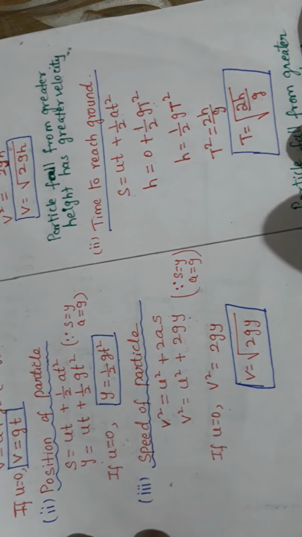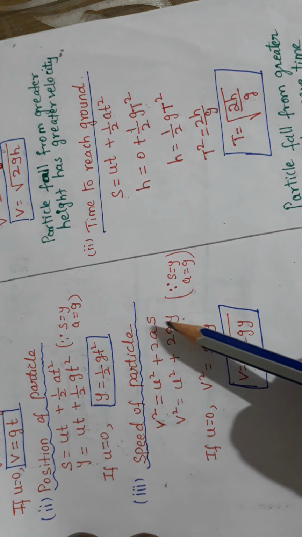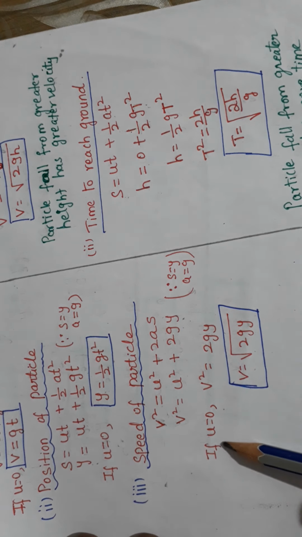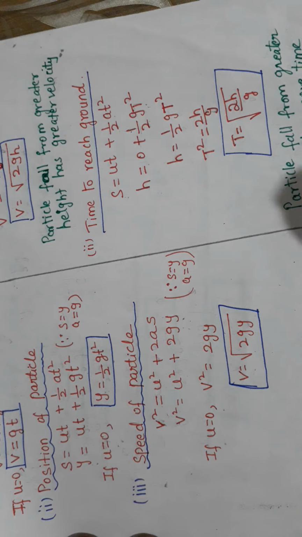To find the speed of the particle, consider Newton's equation, v square is equal to u square plus 2as, and a is g and s is y. So if u is equal to 0, v square is equal to 2gy and v is equal to root 2gy.